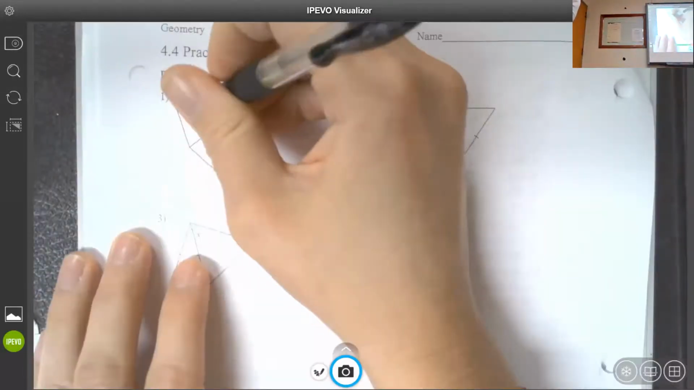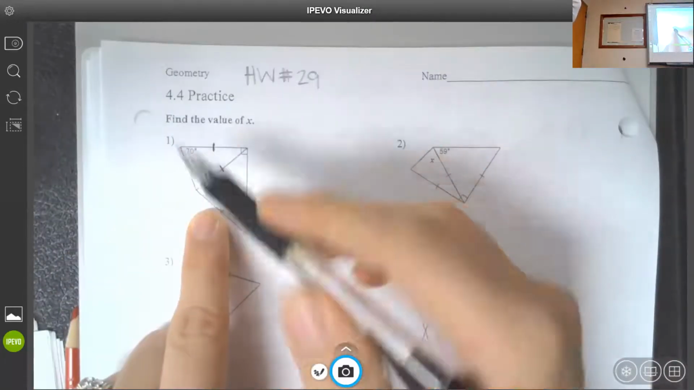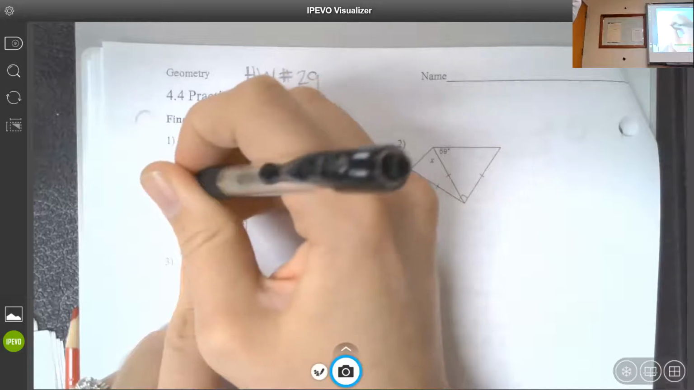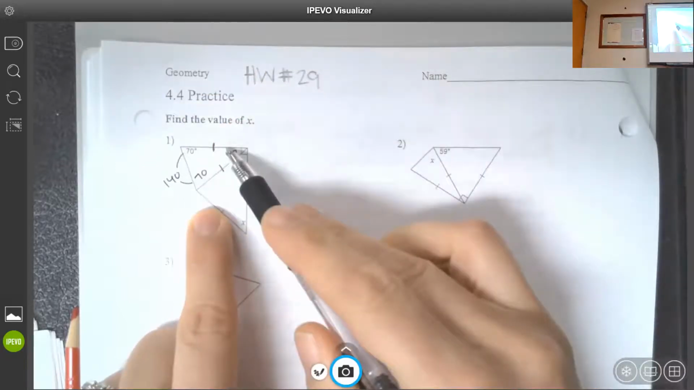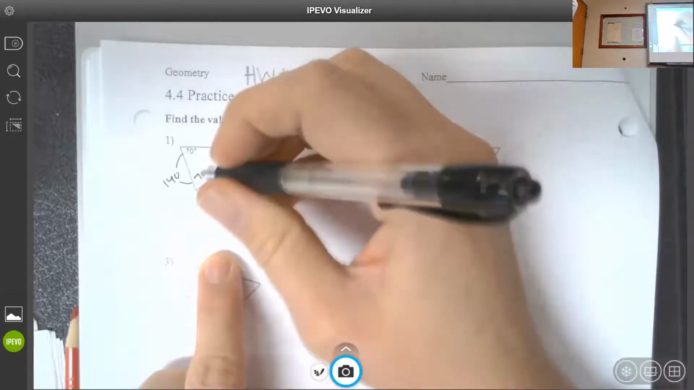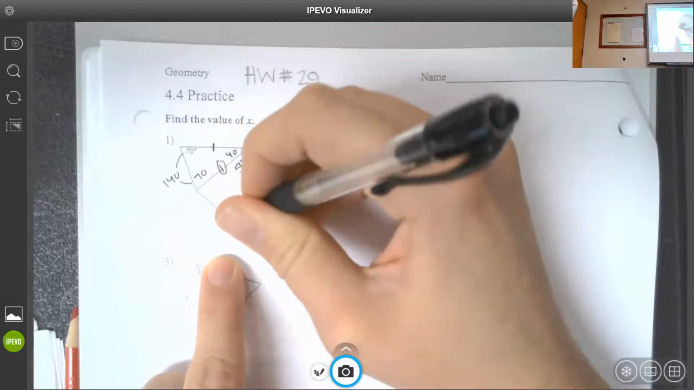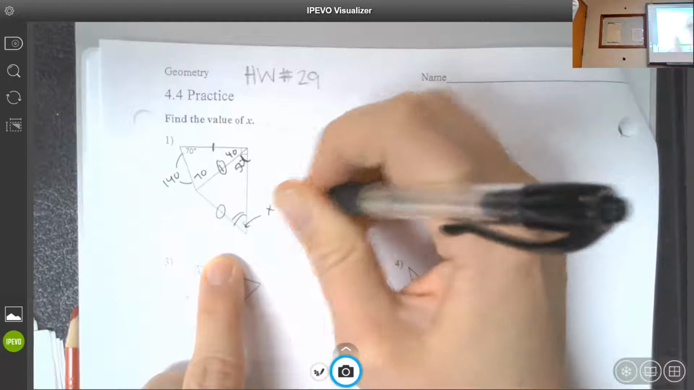So like on the first one, if sides, then angles. So I have 70, 70, which is 140. Leaves me with 40 degrees in that triangle. This has to add up to 90. And then again, if sides, then angles, so x must be 50.